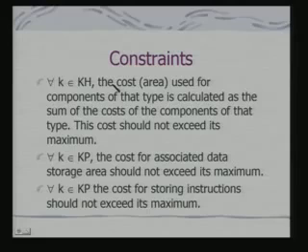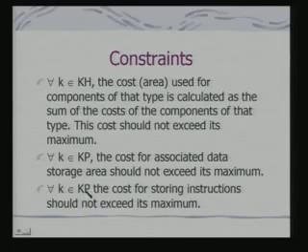There will be other constraints now coming in. These constraints would come from the design matrix. In the previous example, we worked with only one constraint, that was time. There could be other constraints as well. One constraint we are looking at is the cost, that is, the area used for components of that type, calculated as a sum of the costs of the components of that type, so the area gets added up. This cost should not exceed its maximum if I put a maximum area constraint. This gives you a constraint on the data memory. I would not like to use data memory beyond a bound.